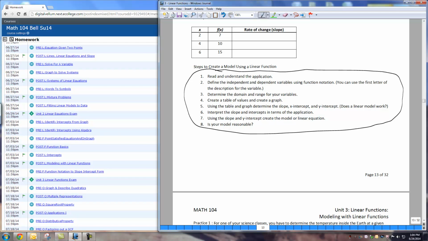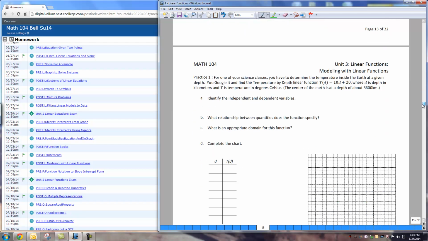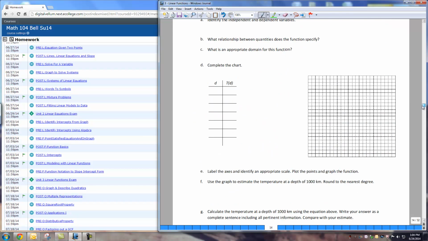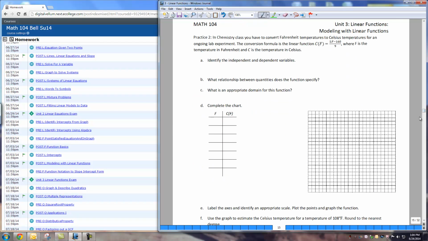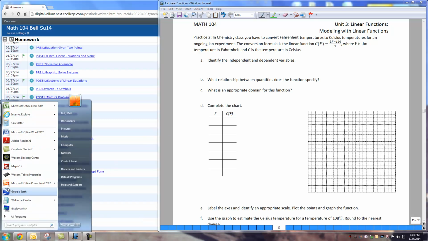So for the two assignments that are due, the modeling with linear function, then I'm going to have you fill out and answer three more applications. You're going to basically answer these questions in a Word document and then copy and paste an Excel graph in. So what I'm going to do is I'm going to answer question, let's do this one. Let's do practice 2. I'm basically going to fill it out using Word and Excel to kind of give you a model of what I want from you. Okay? So now let's open up a Word document.